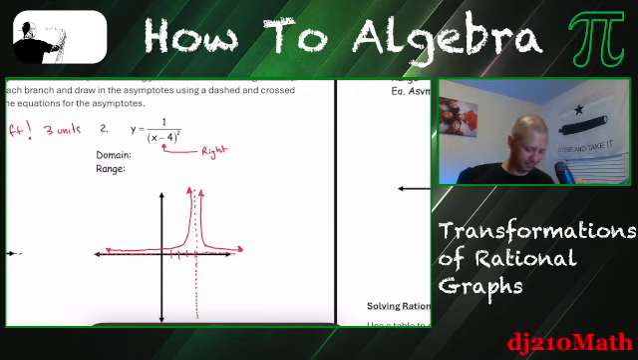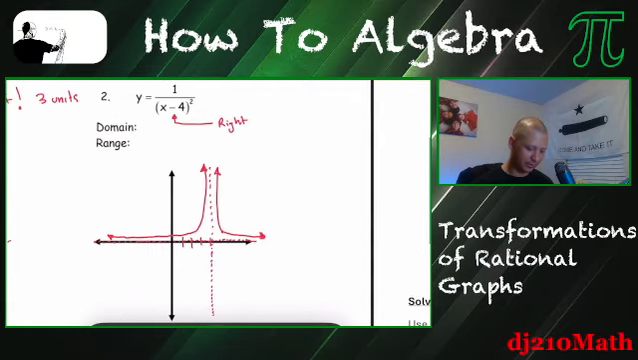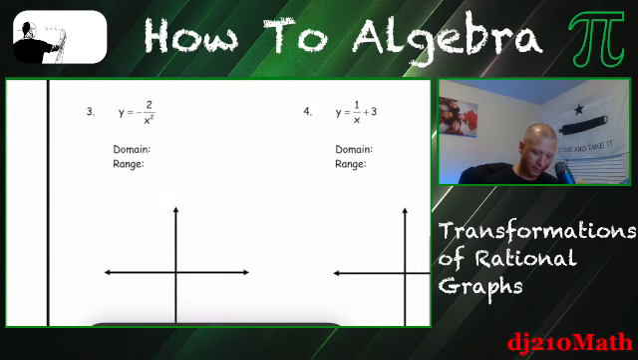That's not to scale, but this is how it looks. This is it. Domain: negative infinity up to 4, union, 4 to infinity, and then the range, 0 to infinity. Right, it's above the x-axis. Okay, let's keep it moving.